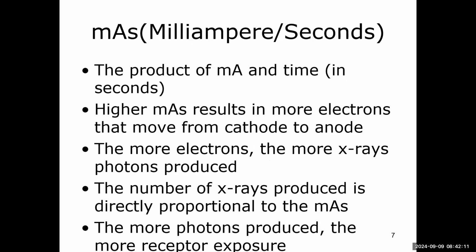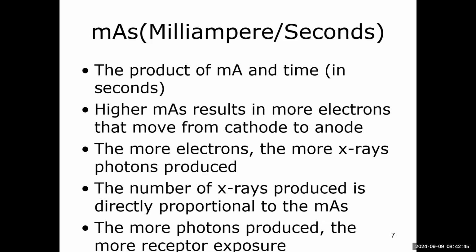All right, so when we put mA and time together, we get milliampere-seconds, or mAs, not to be confused with mass. Two separate things, okay? So mAs is the product of mA and time in seconds. It's simply mA times time equals mAs. That's the reciprocity formula, and we're going to talk about that next week.